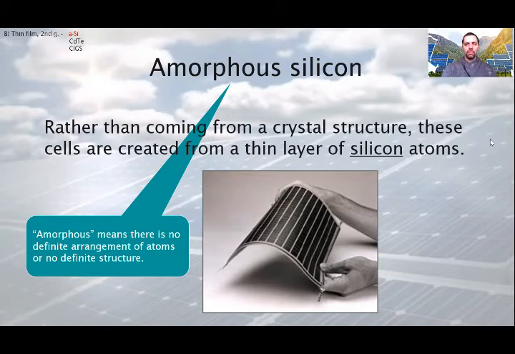The first thin film technology we will talk about, and the first one to be developed, was amorphous silicon, wherein silicon was randomly deposited onto a substrate, as opposed to the regular crystal lattice seen in wafer crystals. As you see, amorphous means there is no definite arrangement of atoms or no definite structure. In this case, rather than coming from a crystal structure, these cells are created from a thin layer of silicon atoms.